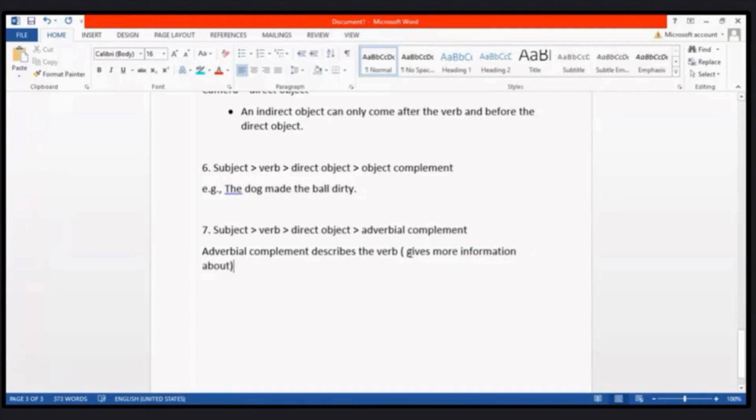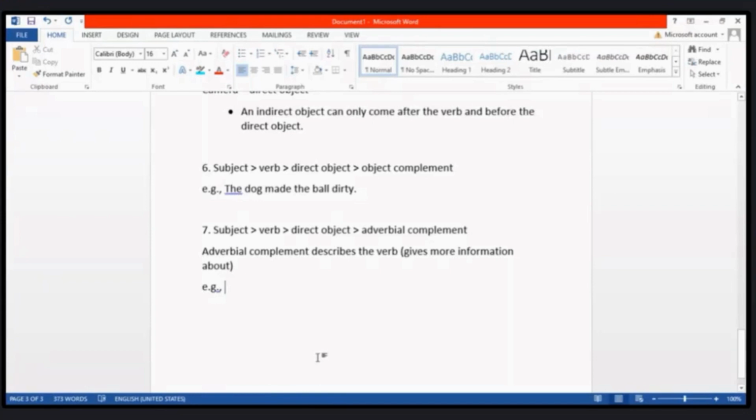Okay, so if you see here, we have the subject, the verb, the direct object and the adverbial complement. What does adverbial complement do? It kind of describes the verb or gives more information about the verb. All right, now this will be the structure.